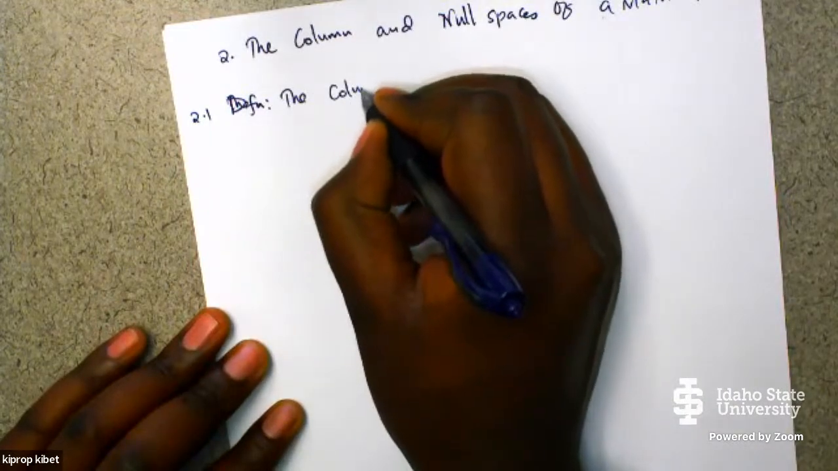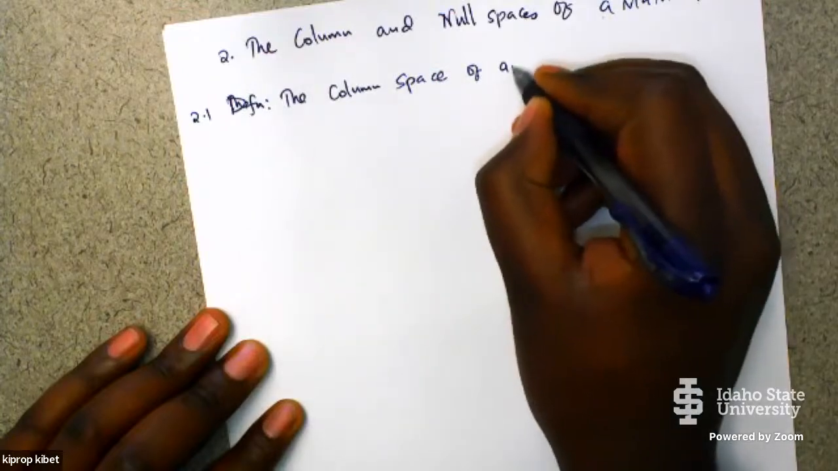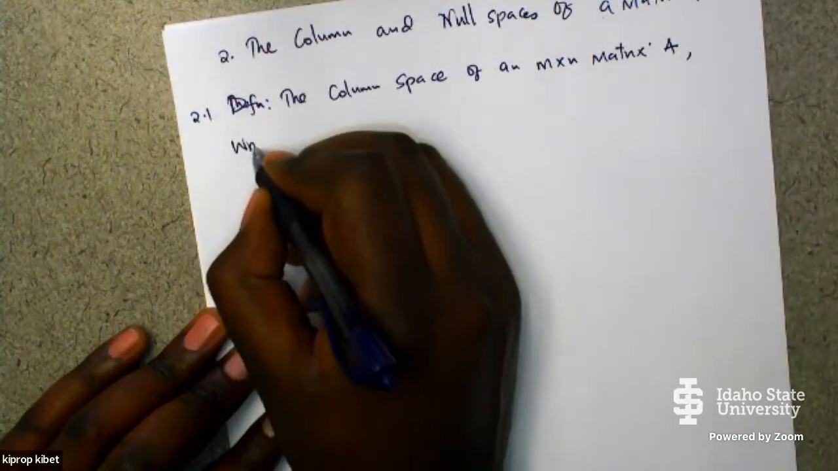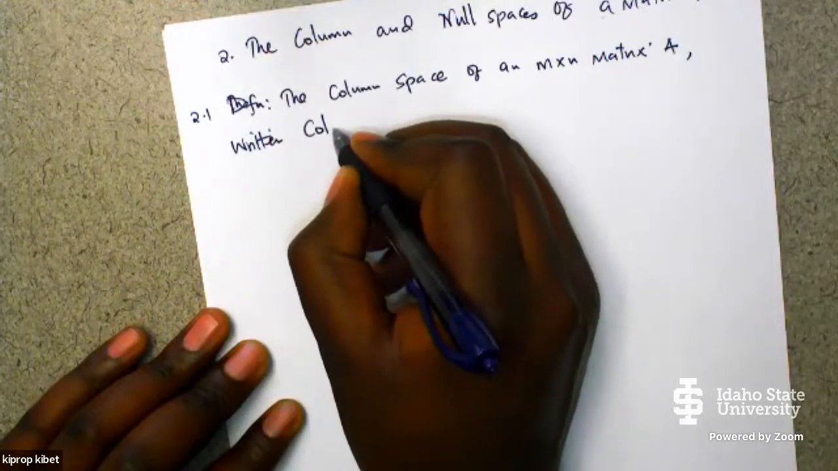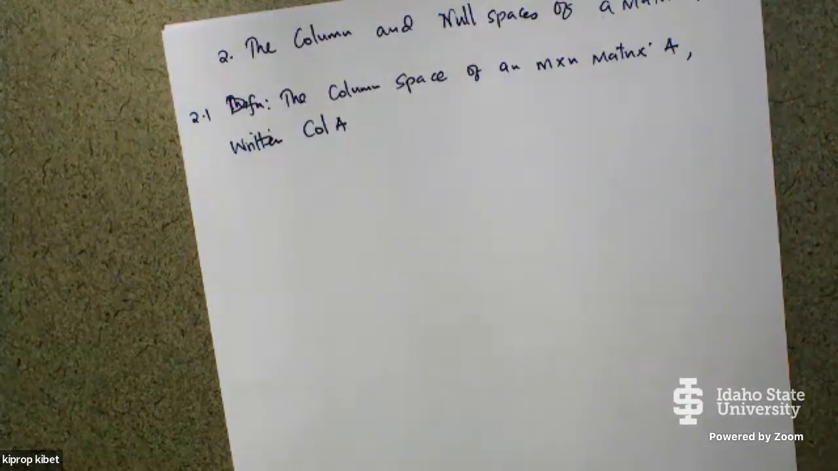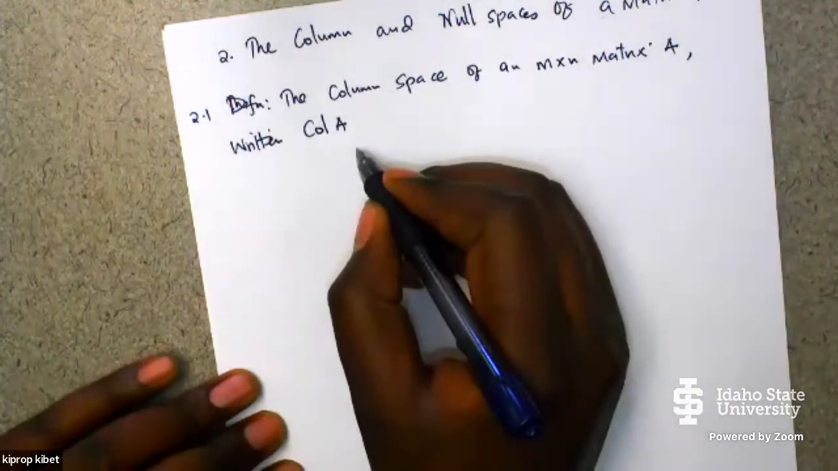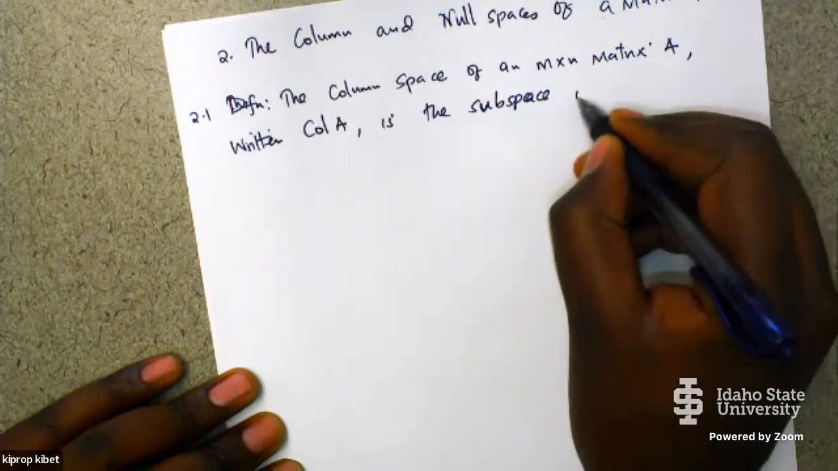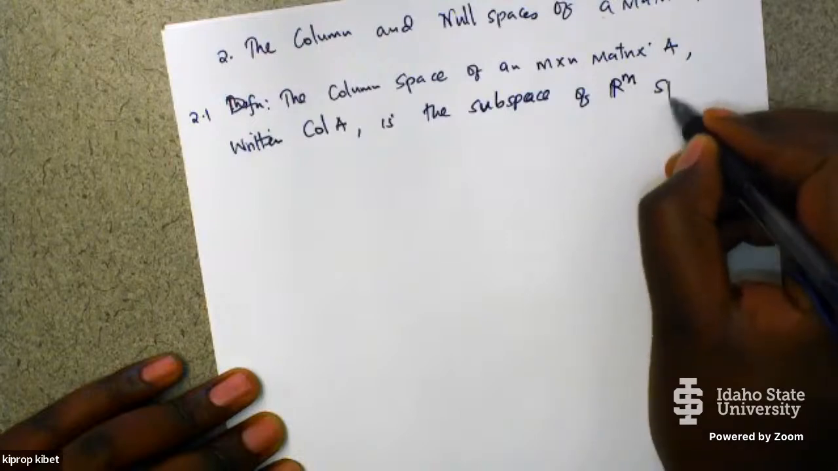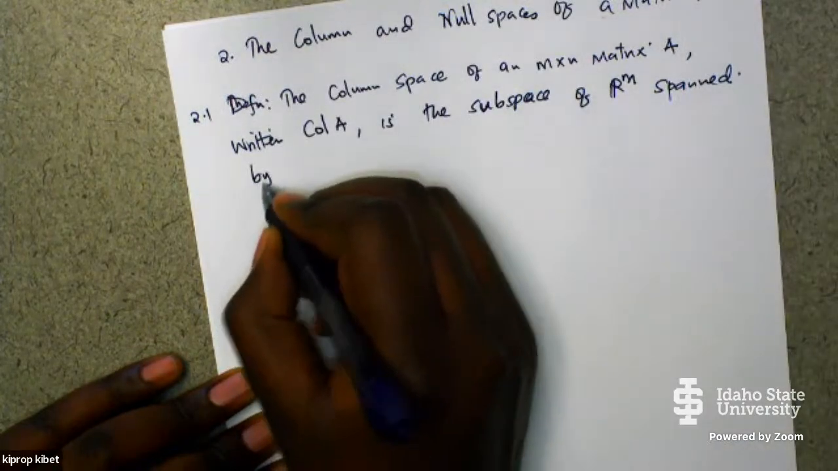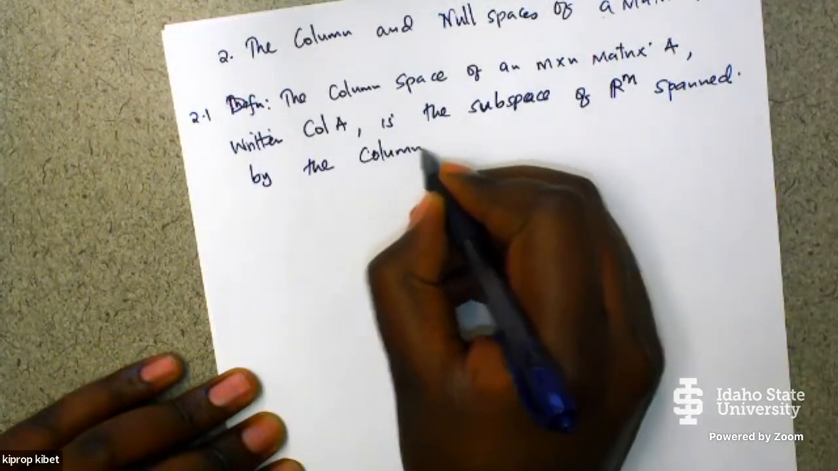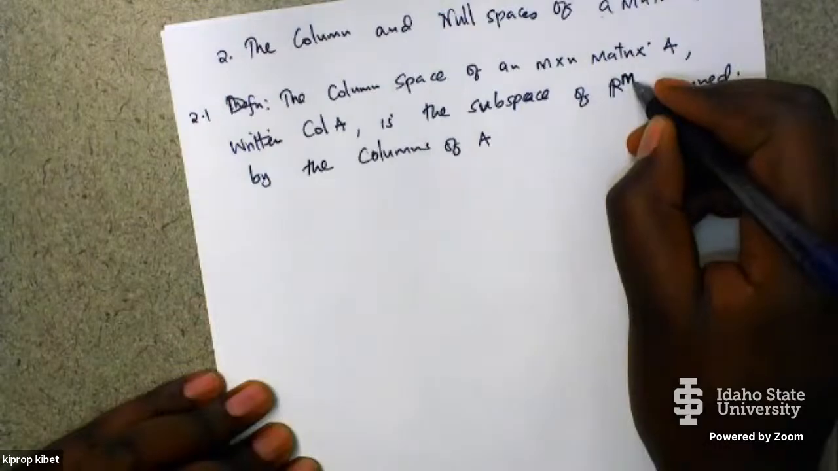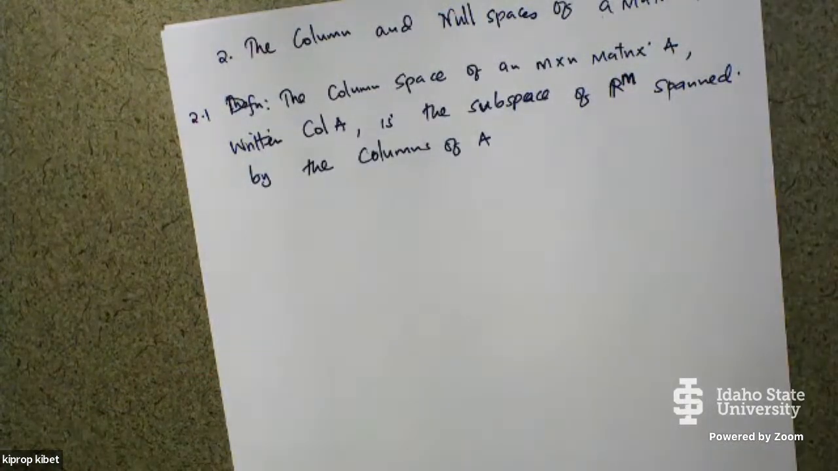The column space of an M by N matrix, let's say A, which we usually write as Col A, is a subspace of Rm, which is spanned by the columns of A.